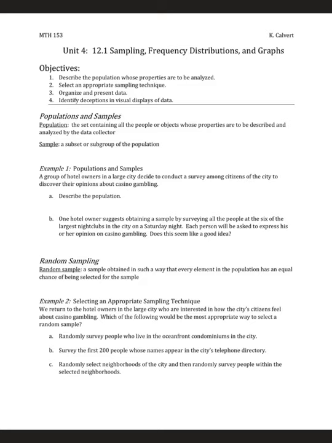So the population is the set containing all the citizens of the city.